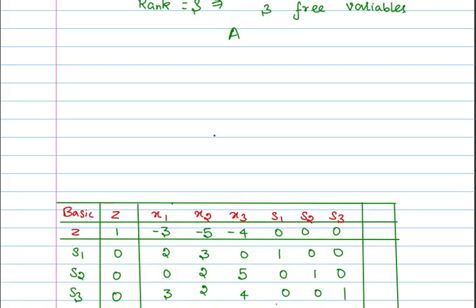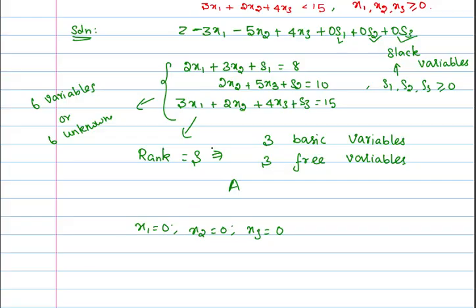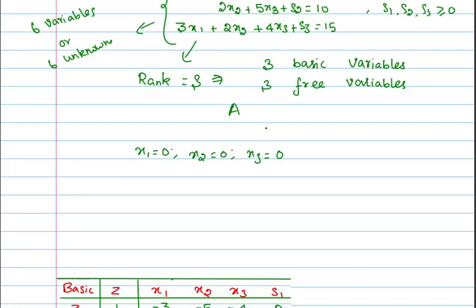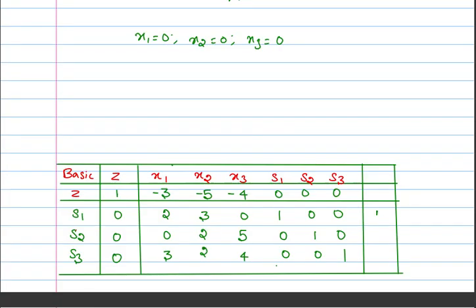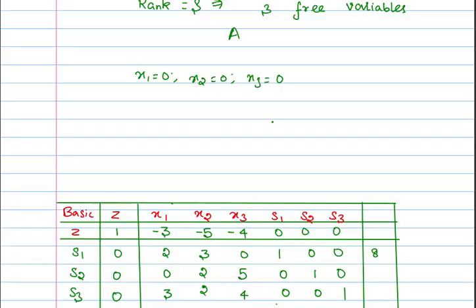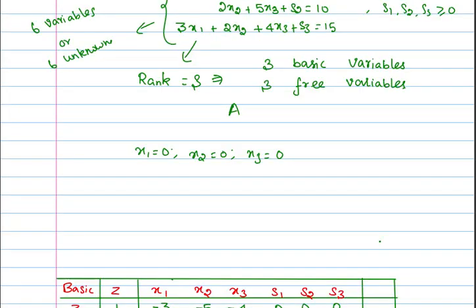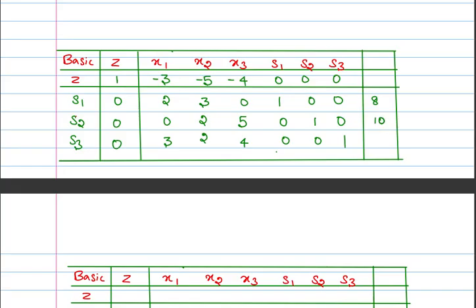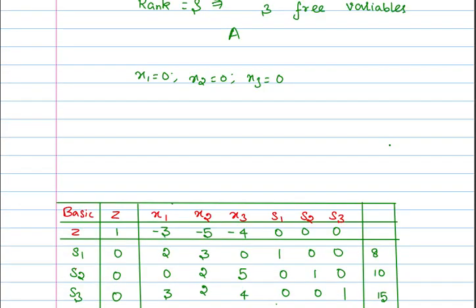For the time being, I assume that x1 equal to 0, x2 equal to 0, x3 equal to 0. If you assume this, what is s1? Everything else is 0, so s1 is 8, s2 is 10, s3 is 15.